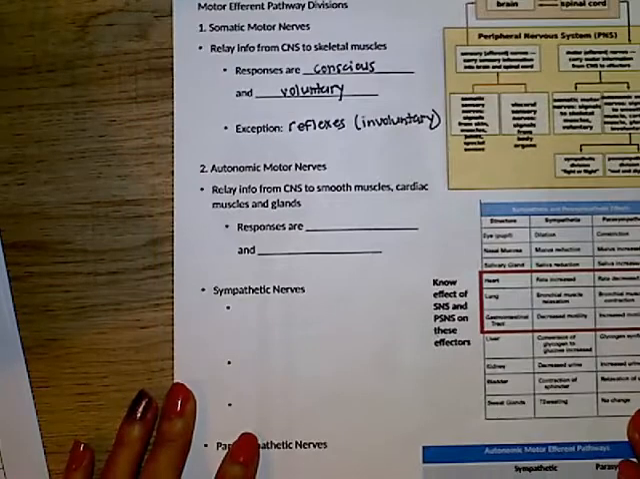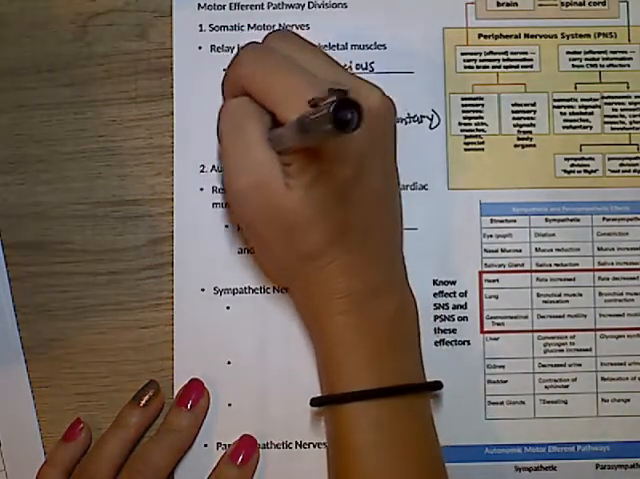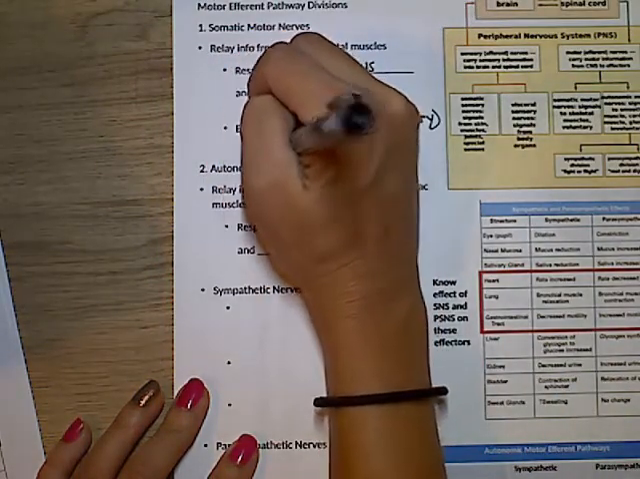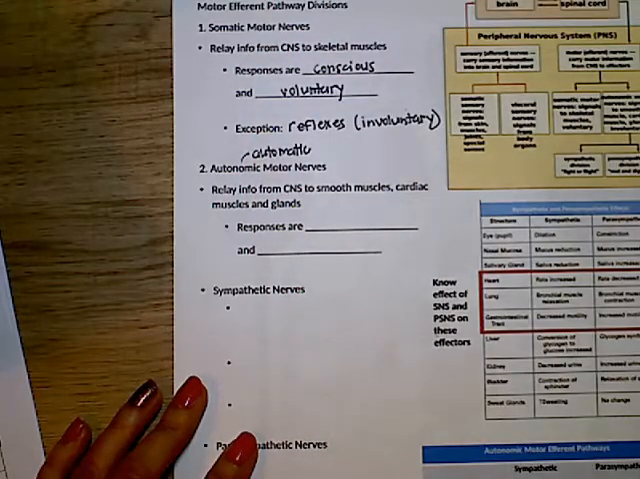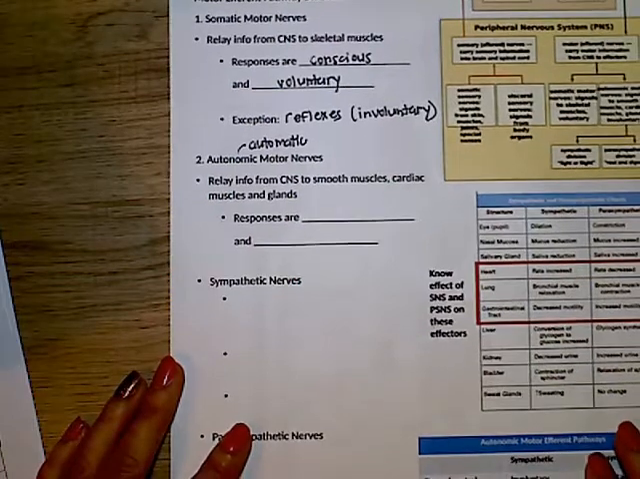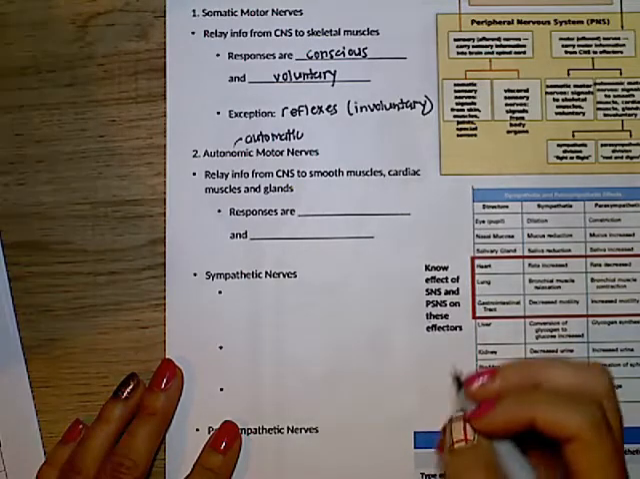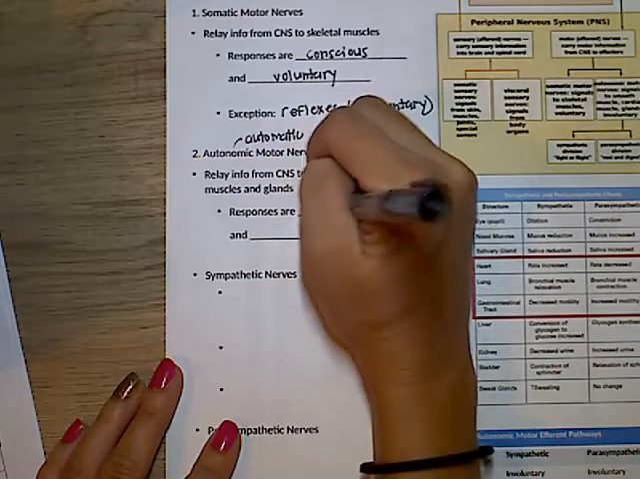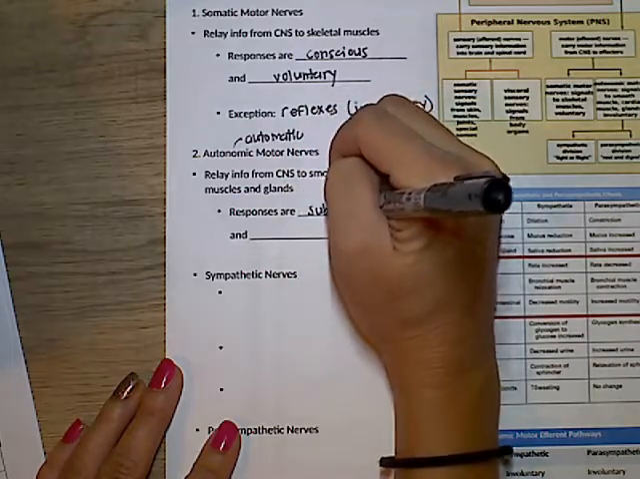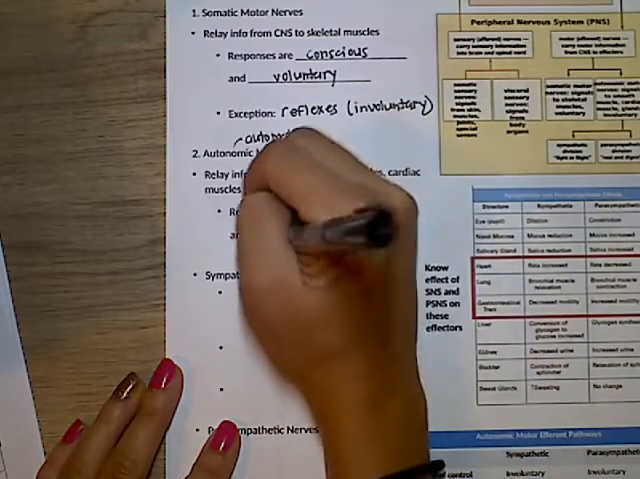Then you've got the autonomic motor nerves, and autonomic to me sounds like automatic, so this is something that is involuntary. It's just automatic. And the autonomic motor nerves relay info from the central nervous system to your smooth muscles, your cardiac muscles, and your glands. And the responses are subconscious and involuntary.